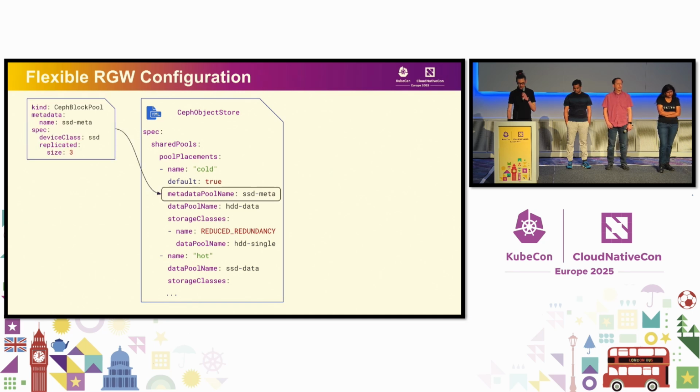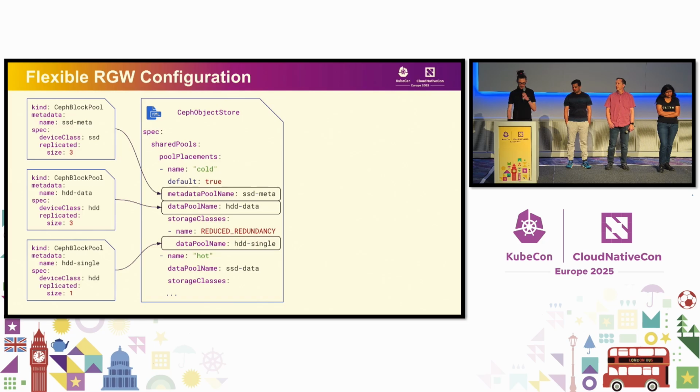The first one is the metadata pool. It's responsible for storing the bucket index and metadata. We configured the pool to store it on SSD in 3 replicas. We also have a data pool storing object payload on HDD in 3 replicas. And we also defined a storage class, reduced redundancy, and overrode the data pool with HDD single. It's also storing object payload on HDD, but only in a single replica.